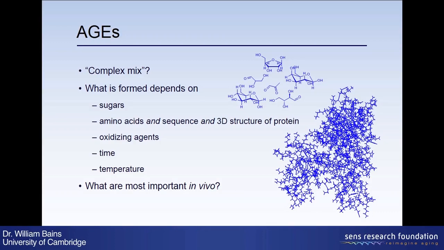What forms in that mix depends on the sugars that are reacting, the amino acids that are reacting with them, the sequence of the protein that's reacting, and the three-dimensional structure. So the same amino acid will have a different reaction in different proteins. It depends on the oxidizing agents that are subsequently oxidizing it. It depends on the time. It depends on the temperature. In us, the temperature is pretty uniform, but not completely uniform. The temperature of your skin, particularly the epidermis, is significantly lower than, say, the temperature of your liver.